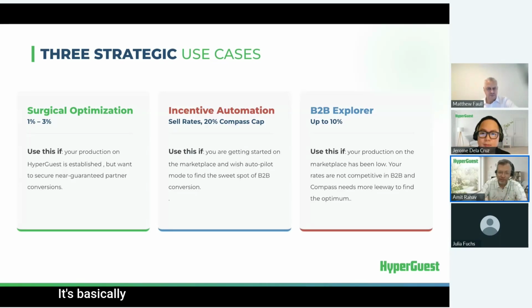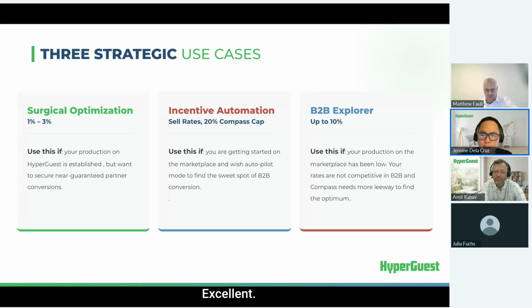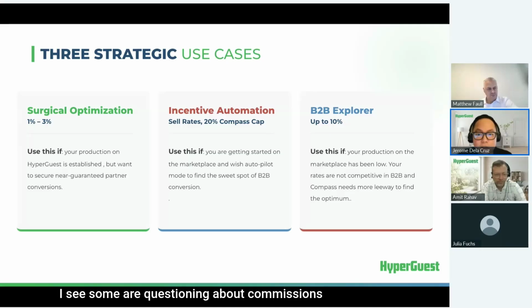Commissionable charge to guest. It's basically the discount for the agent to reflect their margin. Excellent. Okay. And then the B2B Explorer up to 10%. When we say 10%, this is also on the discount, right? This is just to make sure that the audience are clear, because I see some are questioning about commissions or discounts.